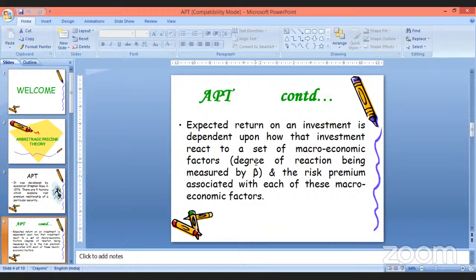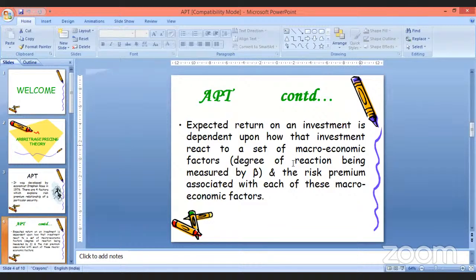CAPM only considers the systematic risk. Systematic risk is driven by macroeconomic factors. Macroeconomic factors means there may be n number of factors. Out of n number of factors, Stephen Ross considered only 4 factors in order to determine the expected rate of return from the security.